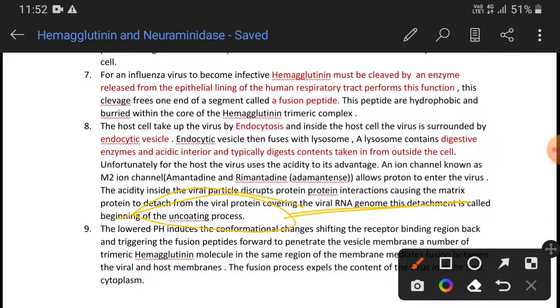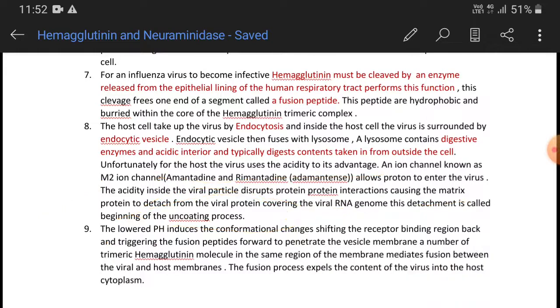Now let's try to think about this. If we somehow block the ion channel, that is the M2 ion channel tetramer, can the viral genome be released into the cytoplasm? No, there is no possibility, right? So that is why there is an antiviral drug available which specifically targets the M2 ion channel, named amantadine and rimantadine. Rimantadine is also known as adamantanes.